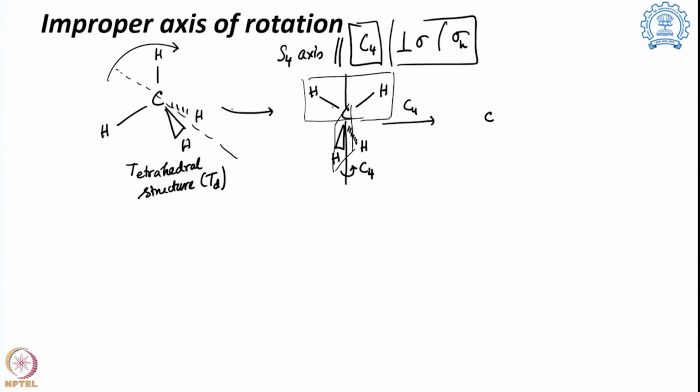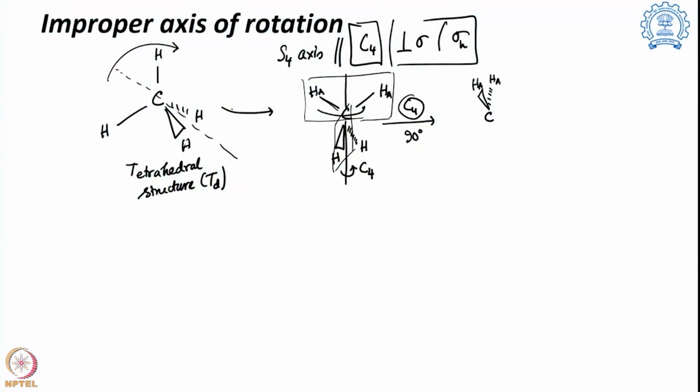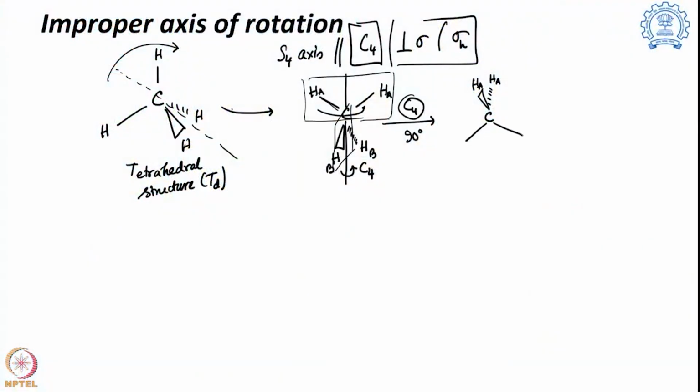So, when I do a 90 degree rotation, these two hydrogens, say I am calling them HA, are going to come 90 degrees, because I am doing only a C4, 90 degree rotation. So, this particular hydrogen is going to rotate from this plane to this. So, these will be the HA's, and what will happen to the HB's? They are already perpendicular to that. So, if I rotate 90 degrees, they will now come to the plane of the paper, and this is what is happening.